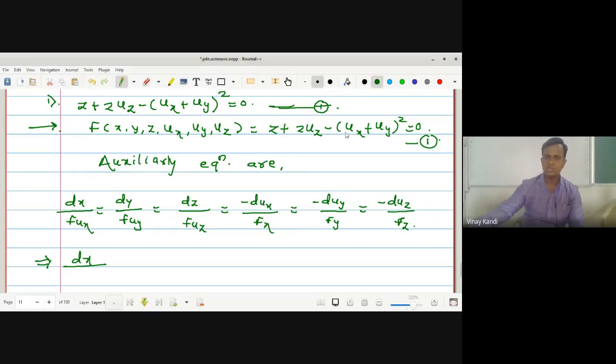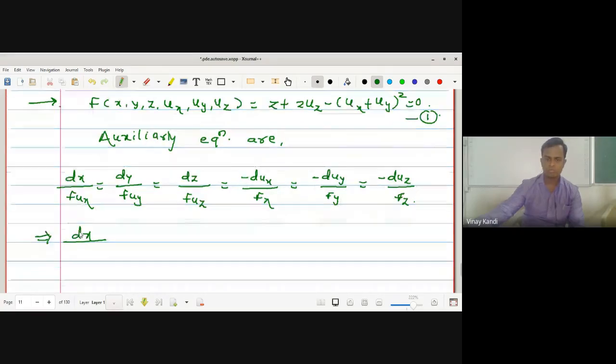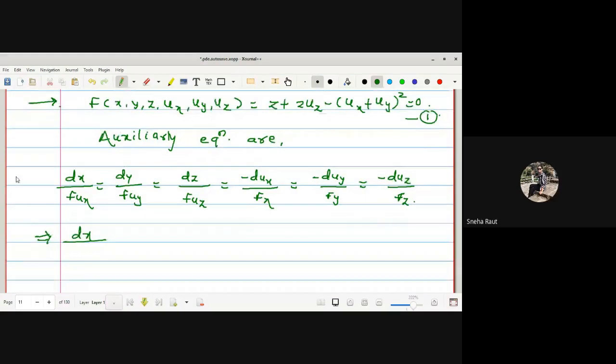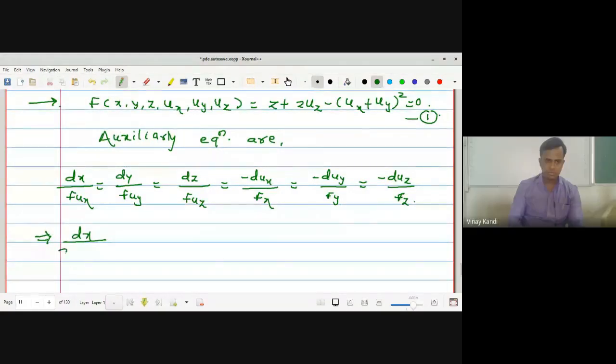Differentiate equation 1 with respect to ux. What is the value of fux? Minus 2 into (ux plus uy). Which is equal to, what is the value of fuy? dy upon the same, minus 2 into (ux plus uy). dz upon, differentiate with respect to uz now.